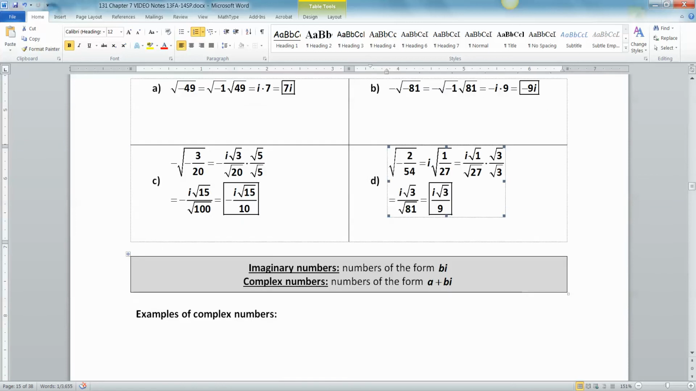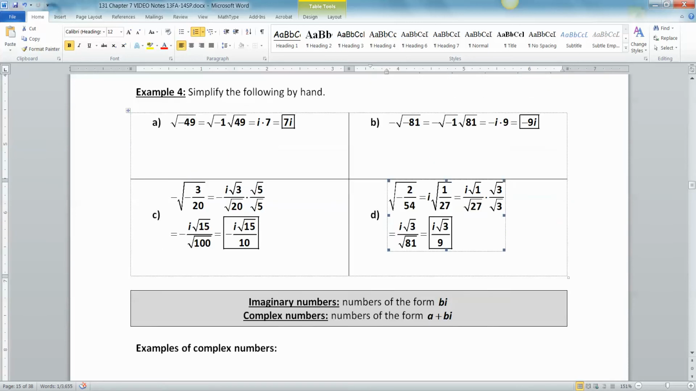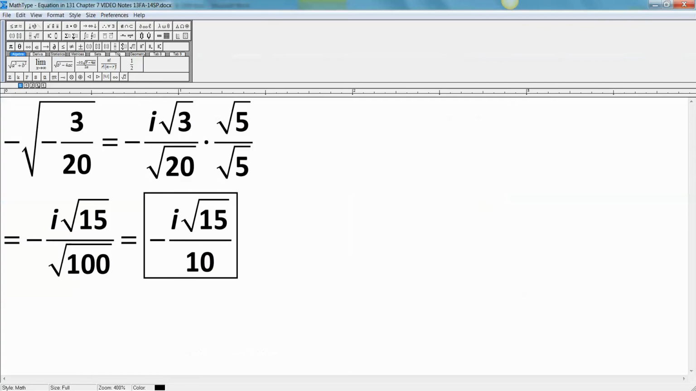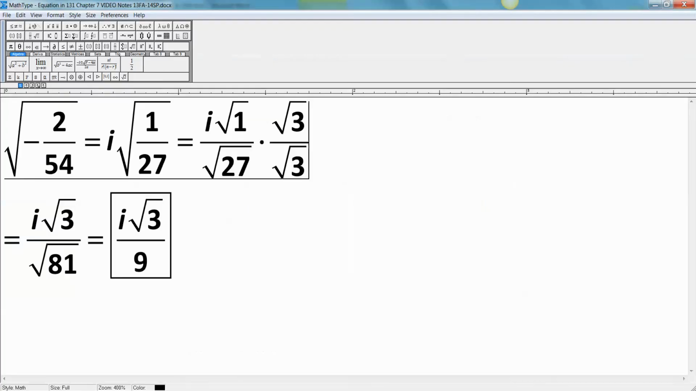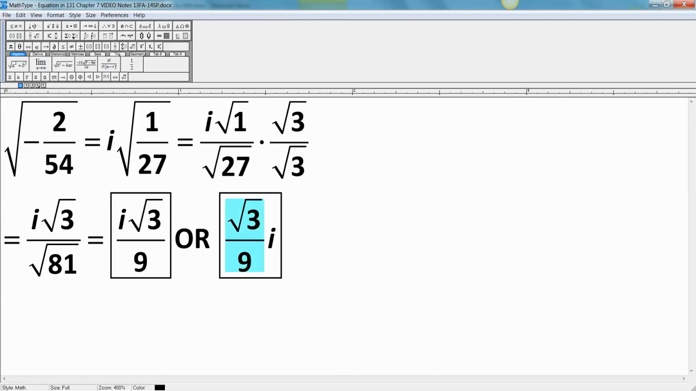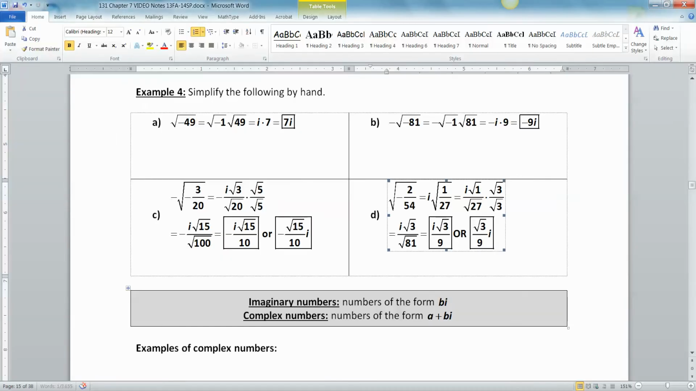Okay, so imaginary numbers are of the form bi. These are all the ones you're kind of coming up with here. Matter of fact, I can say it this way. So it's the same thing as saying negative square root of 15 over 10, i, and putting the i in the back. Sometimes we don't care about that form particularly, but if you want to write it that way, you can. Then I could write it again: the square root of 3 over 9, i, where you stick the i in the back. That's the true format of an imaginary number.